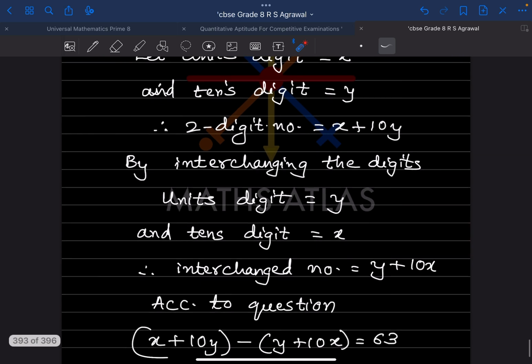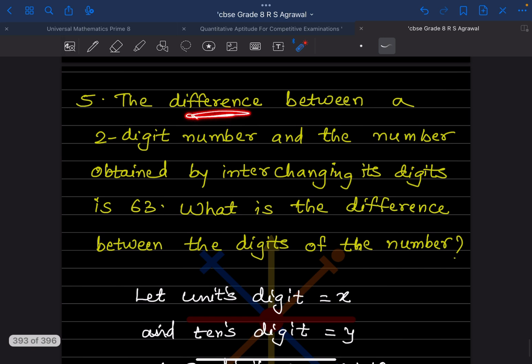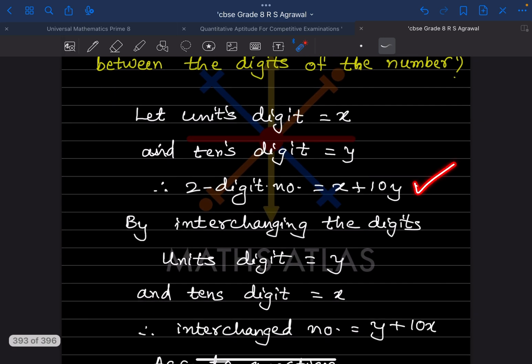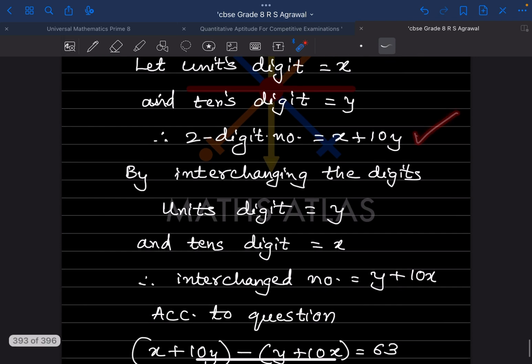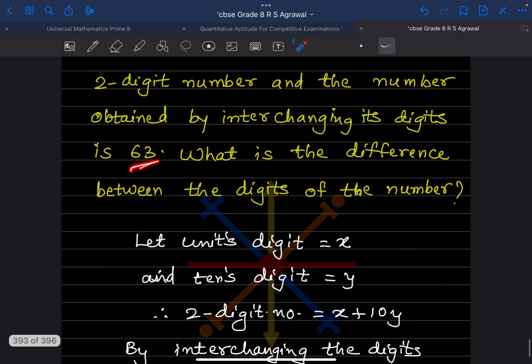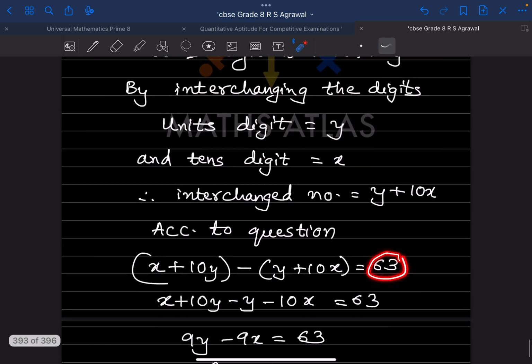So according to the question, what did they say? The difference between the two-digit number and the number obtained by interchanging. So this is the number, and this is the interchanged number. The difference between this and this one, you are going to subtract and put the brackets because there is a negative sign, and that is given as 63. This step is an important one. So x plus 10y, remove the brackets first, minus y minus 10x, that is 63.